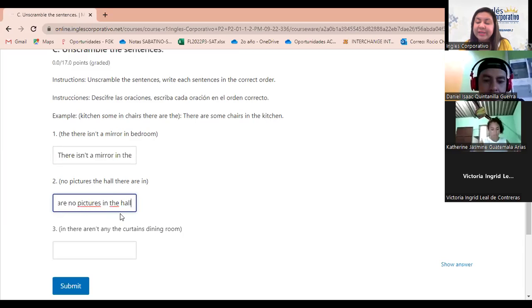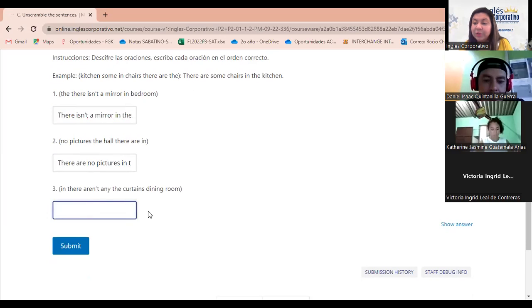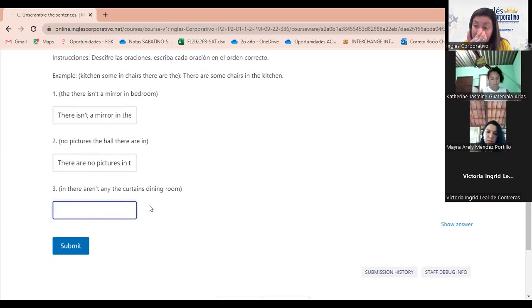Remember that when we start a sentence, we need to put a capital letter. Siempre comenzamos con mayúscula. And number three. Y recuerdo también, teacher, que nos decían que al final no tenía que tener espacio, porque si tenía el espacio, se la tomaba como mala. Yes, it's true. Thank you for the observation.